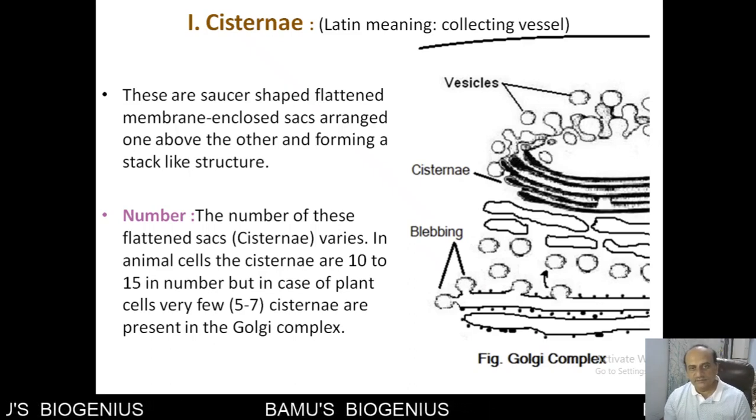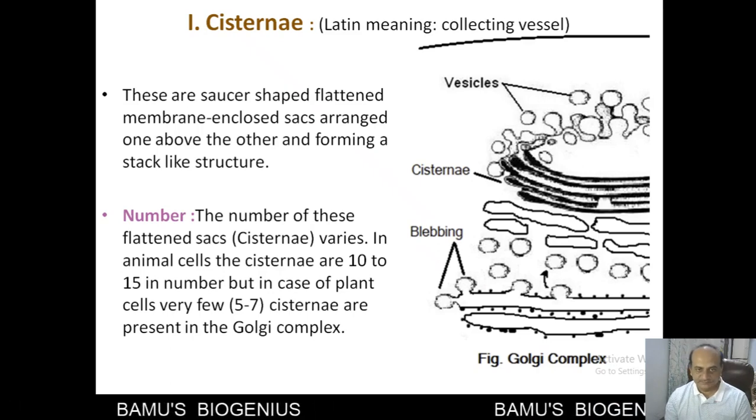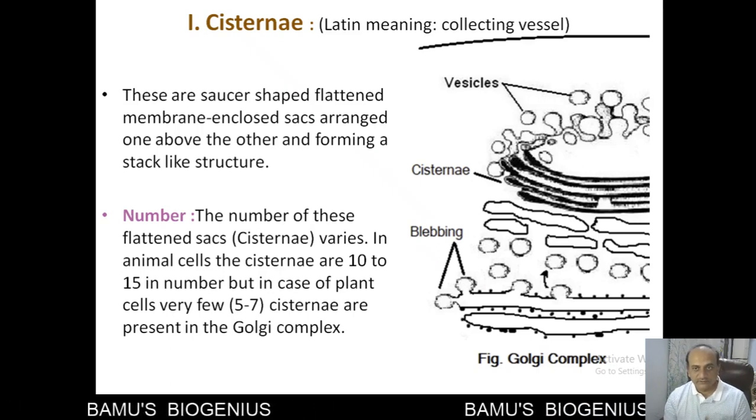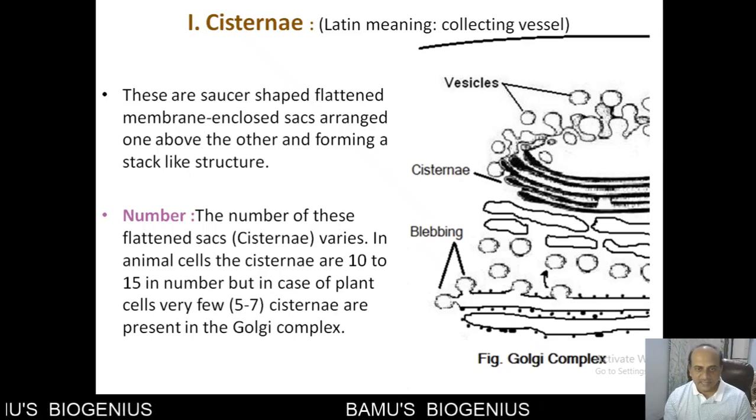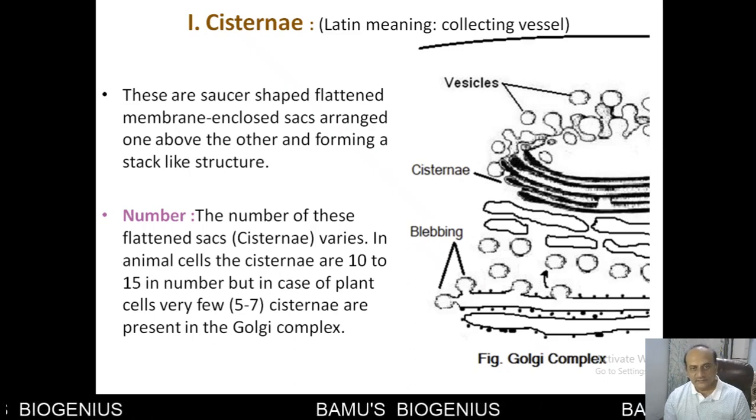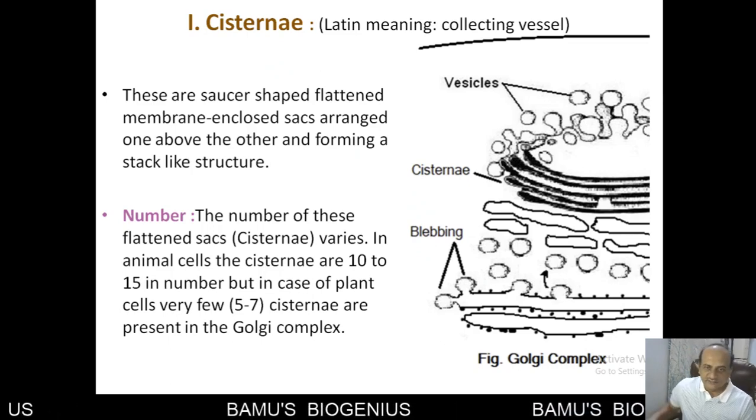They are arranged one above the other, forming a kind of a stack, and these stacks are independent, they are not interconnected. Now, when we talk about the number, you will find that very few number of cisternae will be present in a plant cell, but in case of animal cells, 10 to 15 number of cisternae may be found.